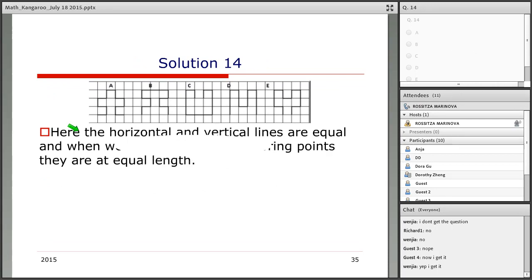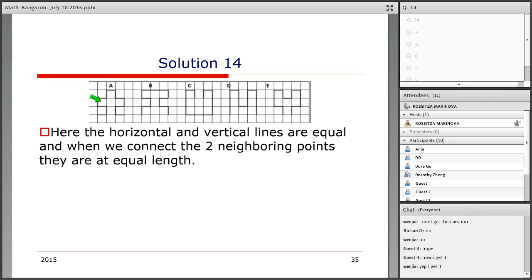Now, over here, the horizontal and vertical lines are equal. If you see where my arrow is pointing, that's the horizontal line, and here is your vertical line. They both are equal. So when we connect the two neighboring points, they are at equal length. So when we count, you get the total number of units, or the distance which this particular route has covered.